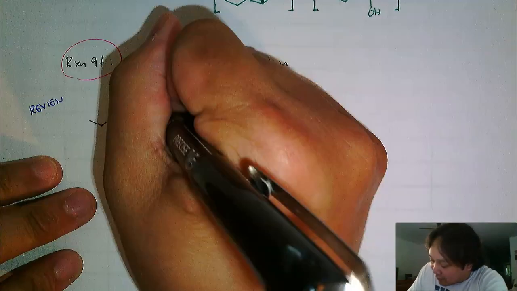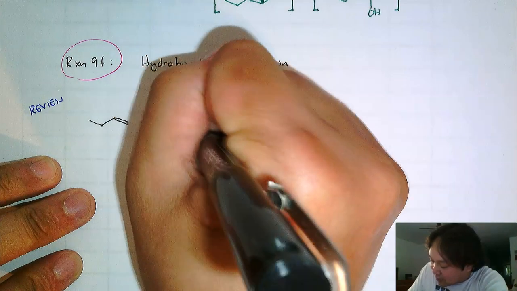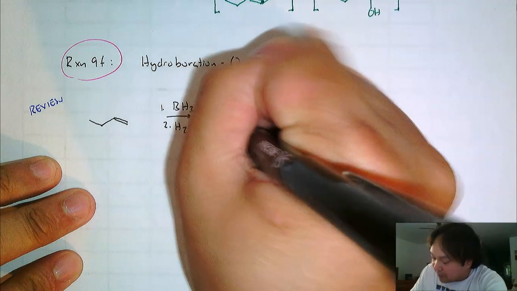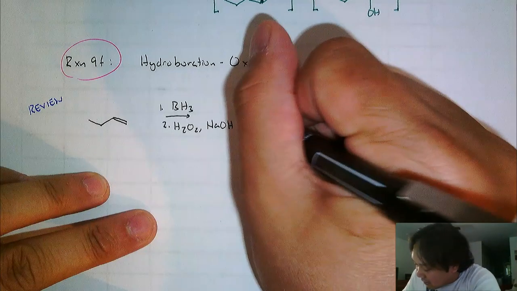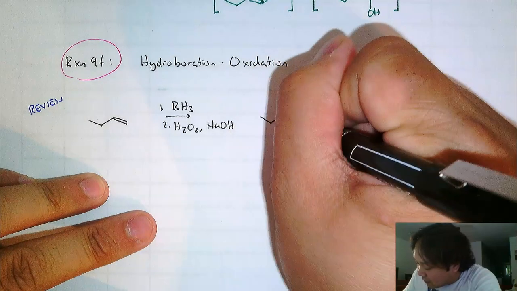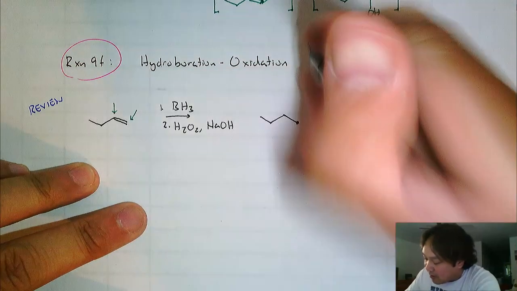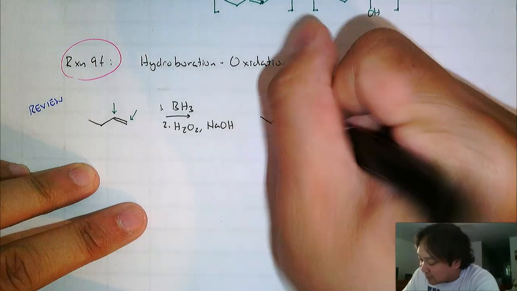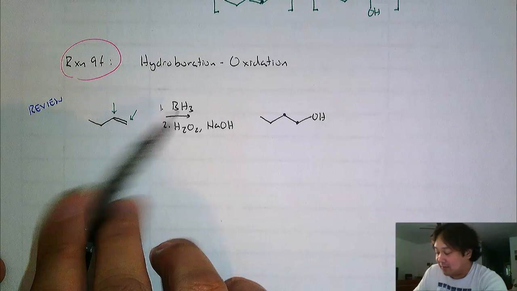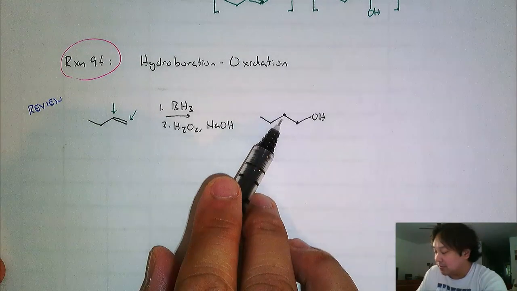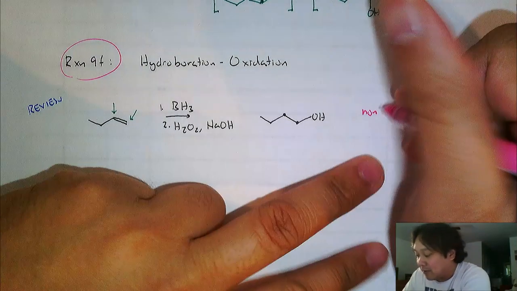Do you remember the reagents? BH3, H2O2. I'll use NaOH, but I could have easily written OH minus. And non-Markovnikov. You add something to both carbons, and now my OH goes on the less substituted carbon. Did this carbon here get the hydrogen? Yes, because it started out with 1 and now it has 2. This is non-Markovnikov, the opposite of what you learned initially.